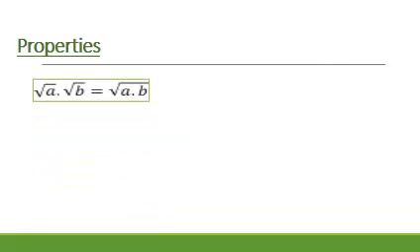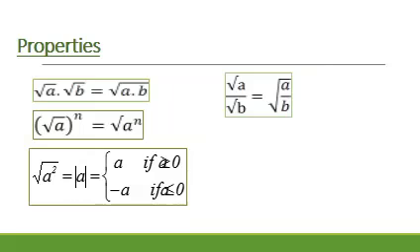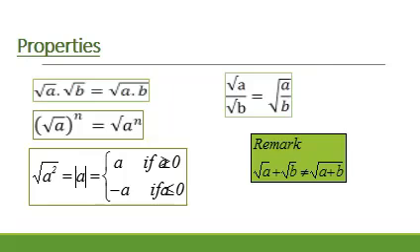Let us look at some properties of the square root. You know that radical a times radical b equals radical a times b. Radical a to the power n is radical a to the n. Radical a over radical b is radical a over b. And radical a squared equals absolute a: if a is positive, then a; if a is negative, then minus a. Remark that radical a plus radical b can never be radical a plus b.